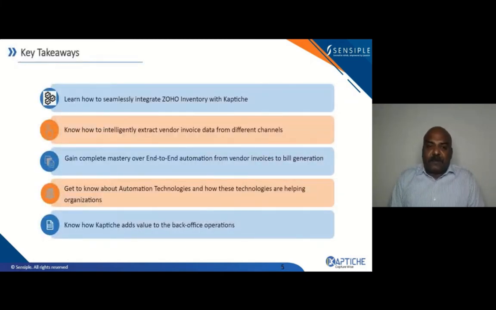At the end of the session, you will all know how easy it is to integrate Zoho Inventory along with Kaptiche. In a very few simple steps you can get integrated. And you'll also know how to intelligently extract data from a vendor invoice and generate the bills automatically without keying in any data. It's an end-to-end automation. You'll come to know how easy it is. And you'll also know a little bit about the automation technologies that are in existence today and how these technologies are helping organizations. And you'll also know what values we are bringing to the table for back office operations.